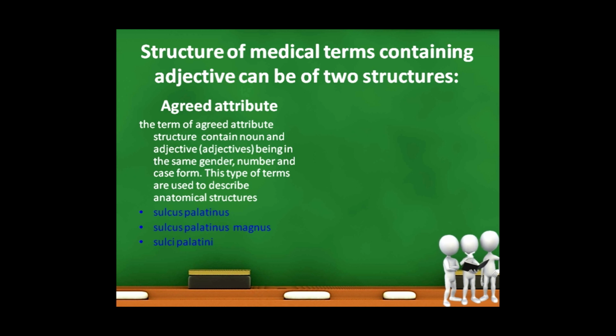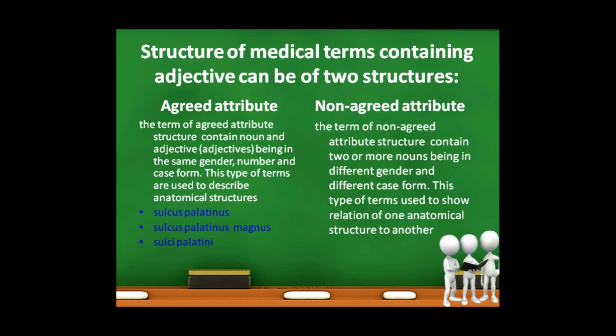Second type of terms, non-agreed attribute. The term of non-agreed attribute structure contains two or more nouns being in different gender and different case form. These type of terms are used to show relation of one anatomical structure to another. See examples. Fossa cranii. Here we have two nouns, one nominativus, second genitivus.